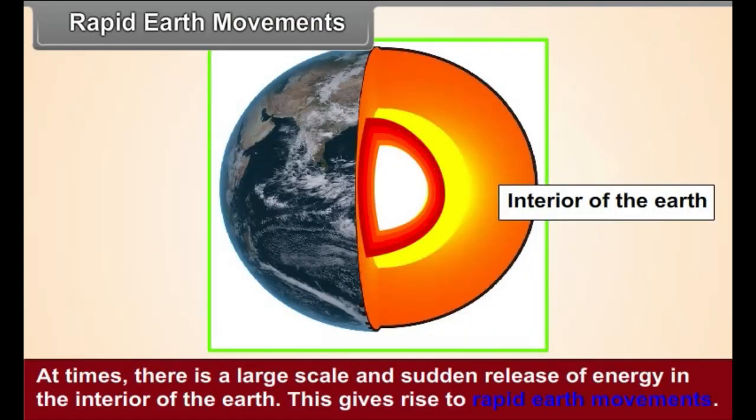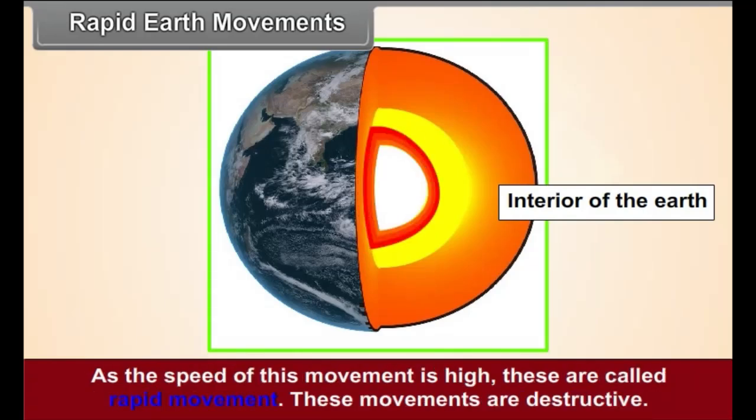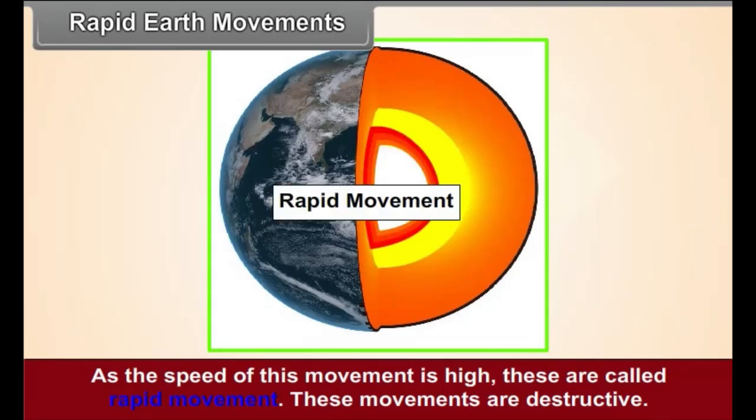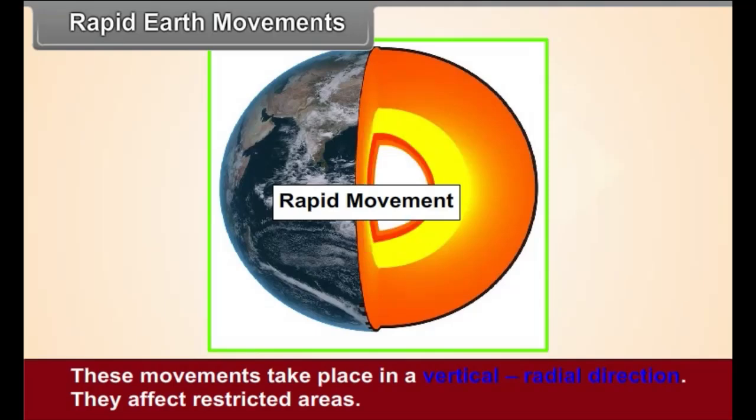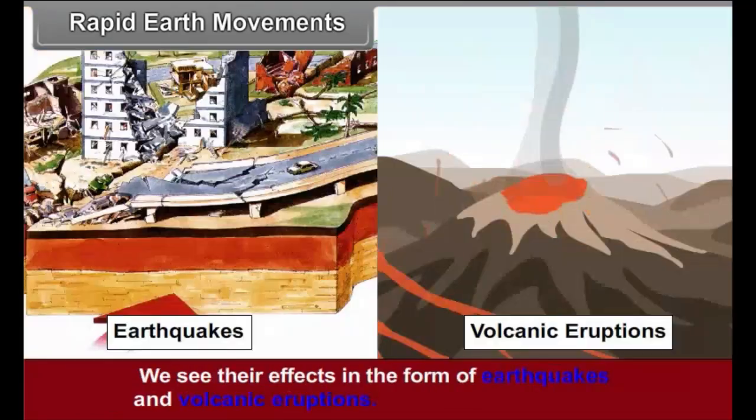Rapid Earth Movements. At times, there is a large-scale and sudden release of energy in the interior of the Earth. This gives rise to rapid Earth movements. As the speed of these movements is high, these are called rapid movements. These movements are destructive. These movements take place in a vertical radial direction. They affect restricted areas. We see their effects in the form of earthquakes and volcanic eruptions.